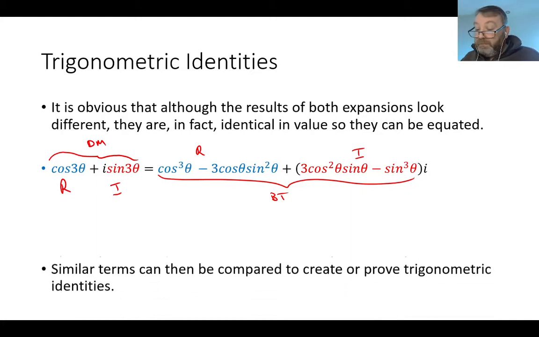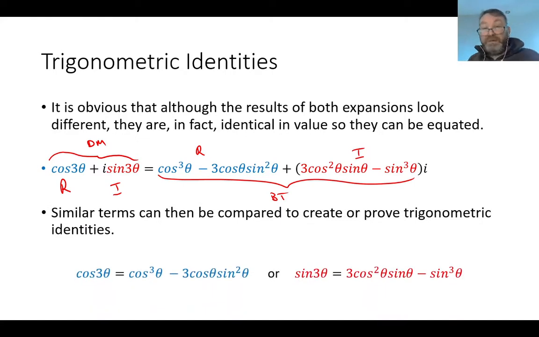So what we do here is we basically equate similar terms. This real one with this real one gives me that equation, and this imaginary with this imaginary gives me that equation. Now you notice that when we're equating the imaginaries, we don't bother with the i. We just write down sine 3 theta is equal to 3 cos squared theta sine theta minus sine cubed theta. Don't bother with the i's. The i's are only there to tell you what's imaginary. You don't have to write the i's down when you're equating them at the end. And guess what? They are two trigonometric identities. That's them.